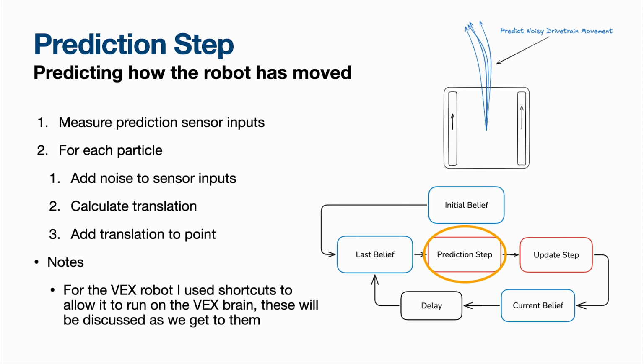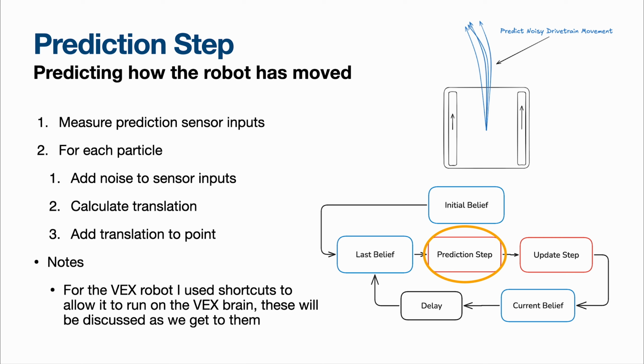Next, the prediction step. I'm going to measure the sensor inputs. These are going to be the left and right drivetrain movements. And then for each particle, I'm going to add noise to the sensor movements, calculate the translation, and add the translation to the point. And then I'll go into justification for why we add the noise, because this was really, really unintuitive when I learned about it.